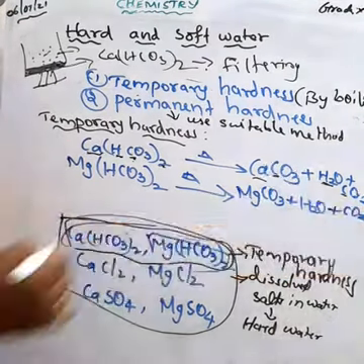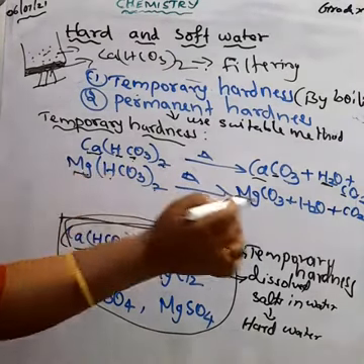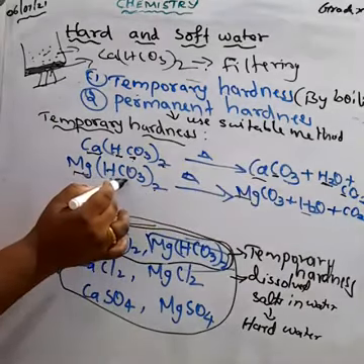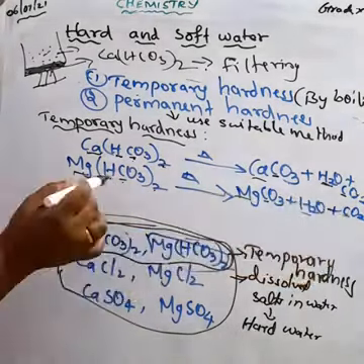I have to balance the equation here. Magnesium: only 1 magnesium, here also only 1 magnesium. Hydrogen: here 2 hydrogens, here also 2 hydrogens. Carbon: here 2 carbons, here also 1 plus 1, 2 carbons. Oxygen: here 6 oxygen atoms, here also 3 plus 1 is 4, 4 plus 2 is 6 oxygen atoms. Now the equation is balanced. So this is about temporary hardness. We can easily remove it by boiling the water.